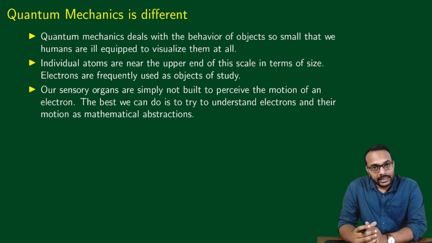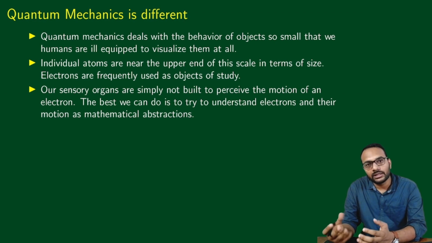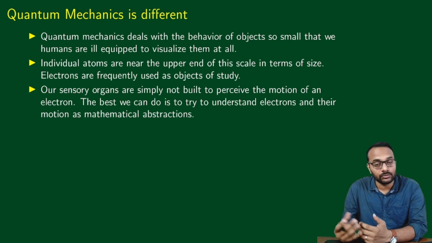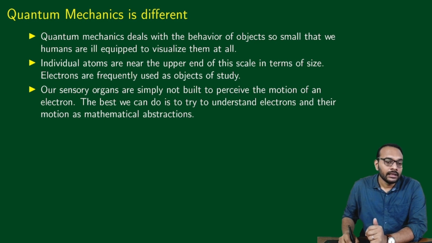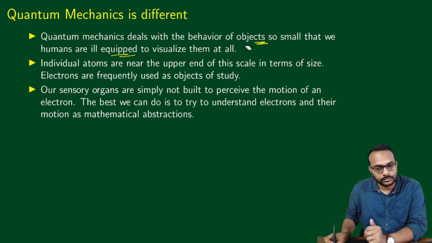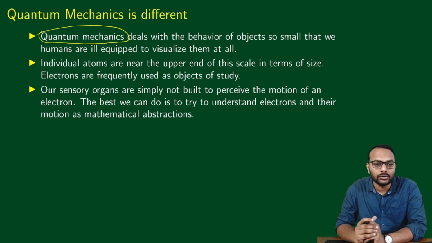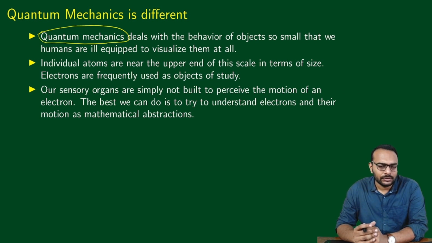Now, quantum mechanics is a logical framework, I said. How is quantum mechanics different? Throughout the course, we'll try to appreciate how quantum mechanics is different from classical mechanics, but let me just summarize the points where it is different. Quantum mechanics deals with the behavior of objects which are so small that we humans are ill-equipped to visualize them at all. Quantum mechanics studies a world which is completely out of our experience.